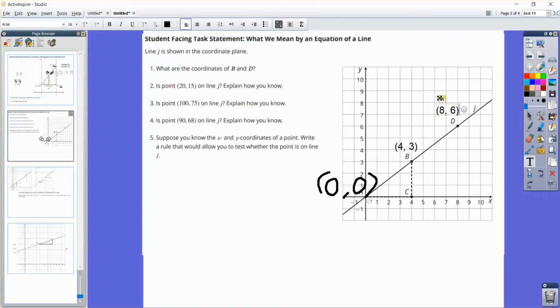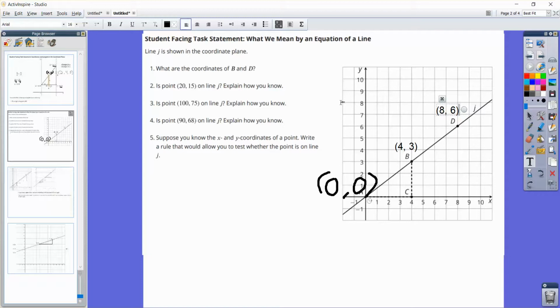Now, the question that asks you next is, is point 20, 15 on the line? Now, some students might say, oh, well, the graph only goes up to 10, so why would it be on the line? Well, remember, a line extends forever in all directions, right? So this line would go beyond this graph. Also note the axes continue, right? So those are lines as well. We'd have to figure out, is this point on the line?